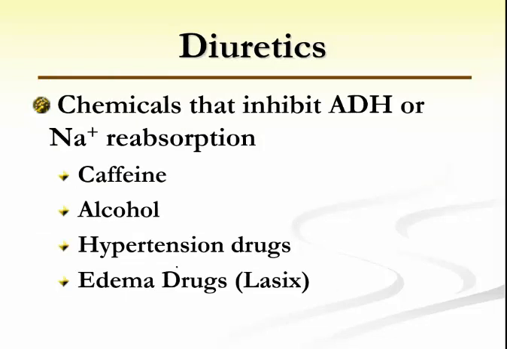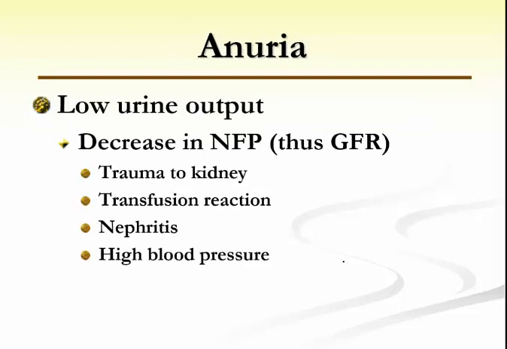All right, some things that affect the kidney. Diuretics. Diuretics are any chemical that inhibits the work of antidiuretic hormone or sodium reabsorption in the body, therefore causing water not to effectively be reabsorbed and increases urine output. Things that can do that are caffeine, alcohol, hypertension drugs, which of course would be given on purpose to try to relieve edema conditions and so forth. We want to get rid of water from the tissue, and to do that we have to get rid of water in the bloodstream. And so that will also include some edema-specific drugs such as Lasix.